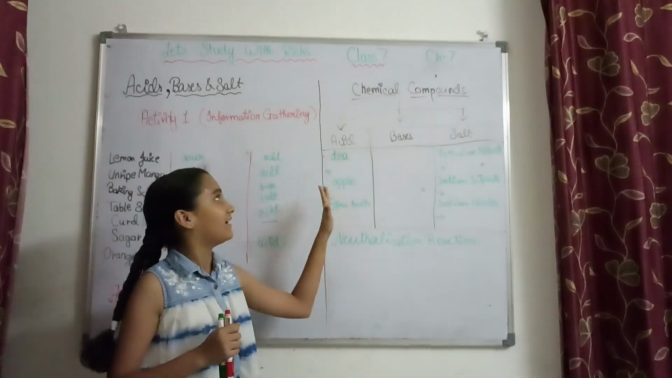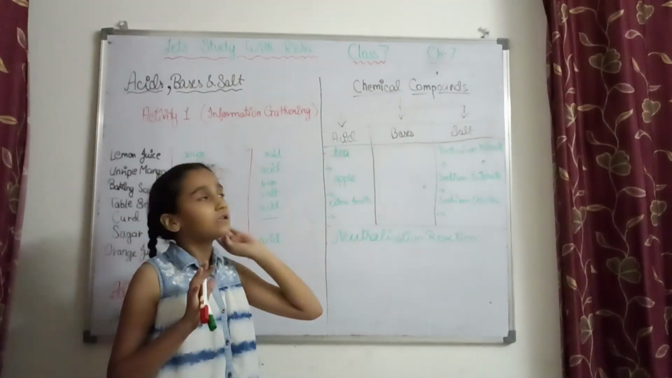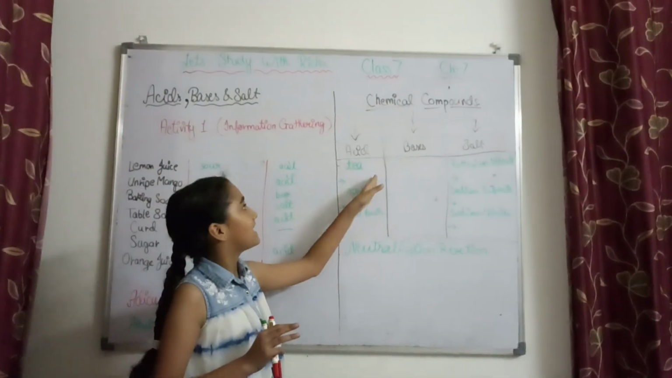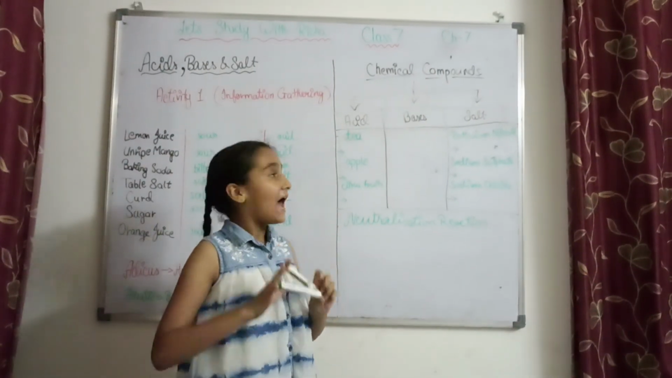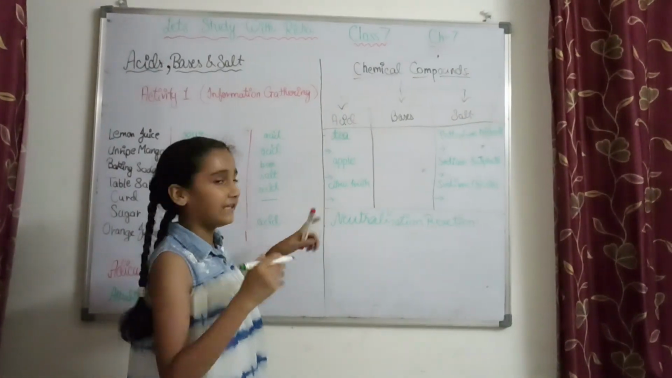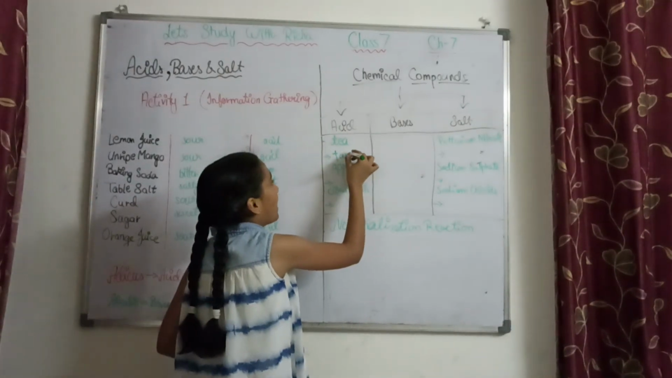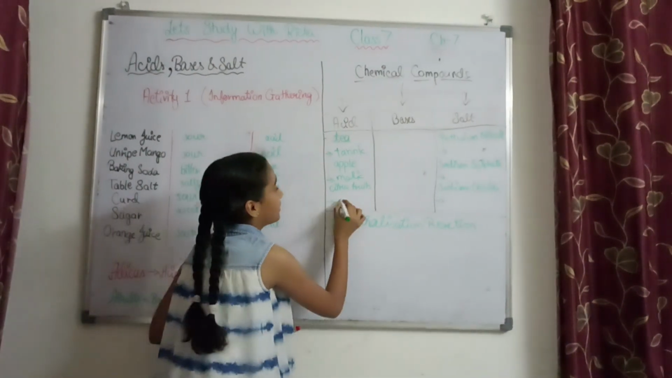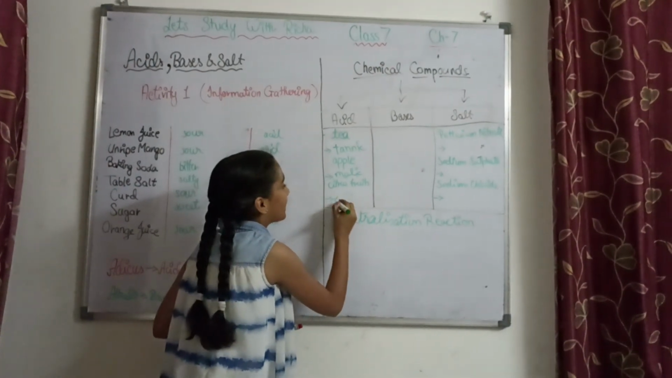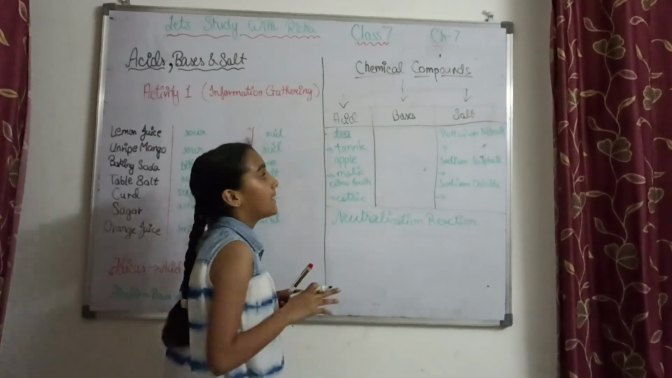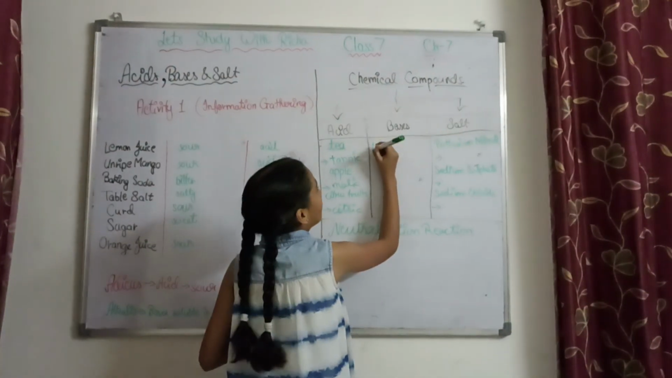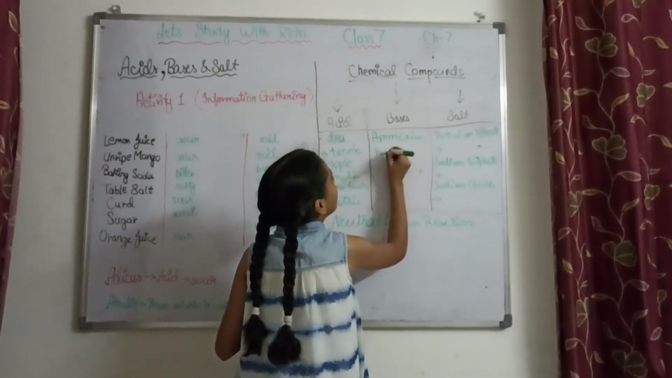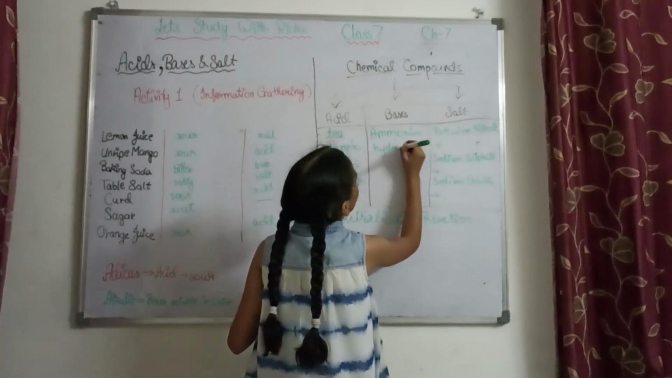Let us know what are acid, base and salt. Chemical compounds are mainly classified into three broad types: acids, bases and salts. Some examples of acids are tea, which has tannic acid, apple, which has malic acid, and citrus fruit, which has citric acid. Next come bases. An example is ammonium hydroxide. You won't be able to hear these very clearly because they are chemical formulas.